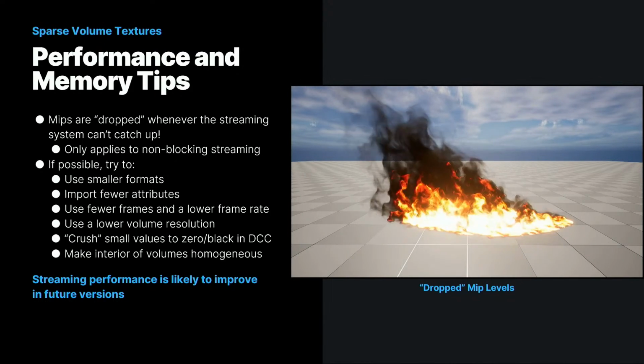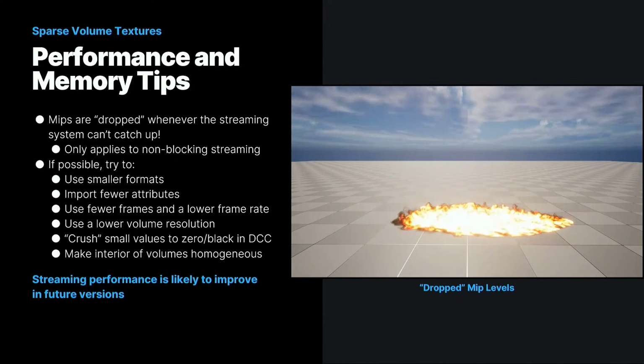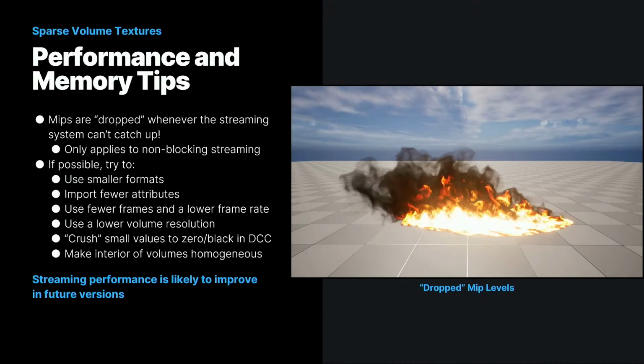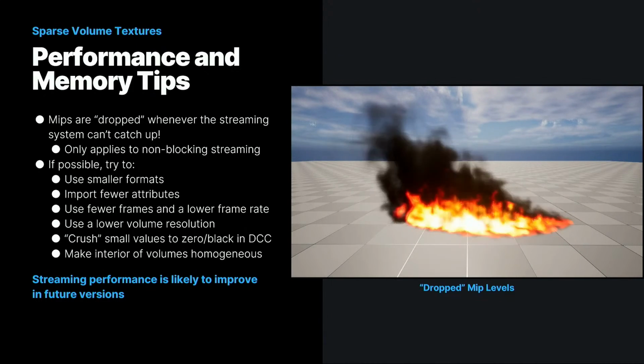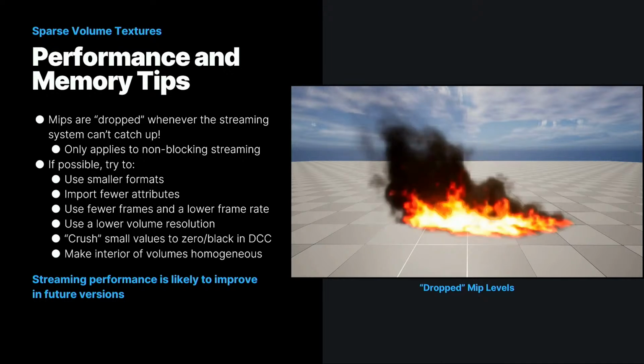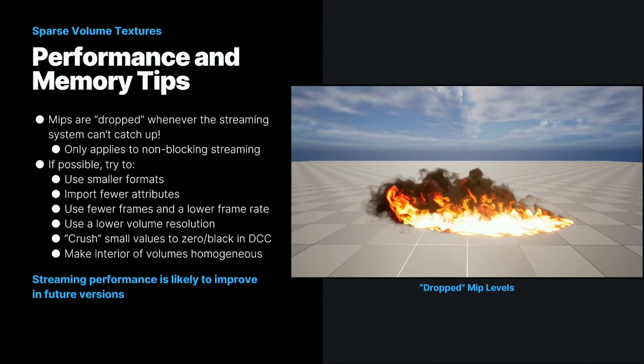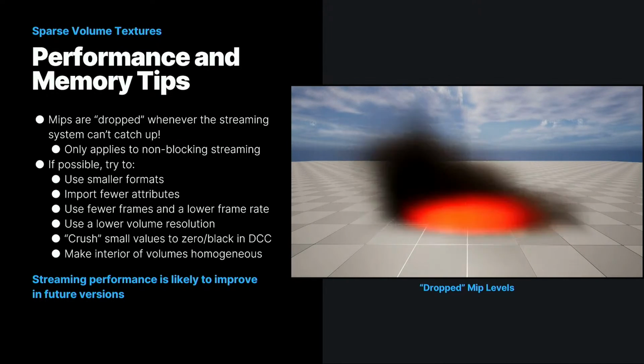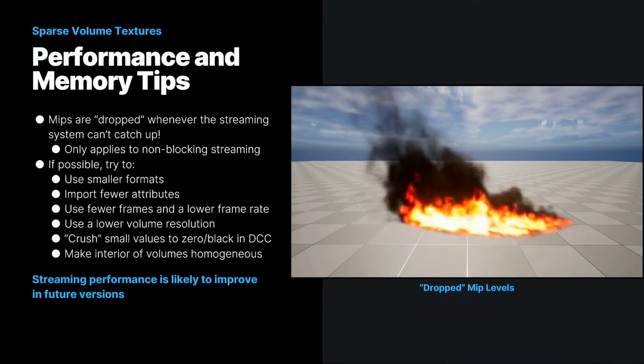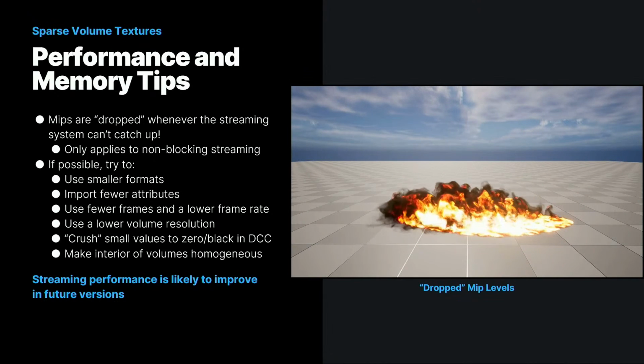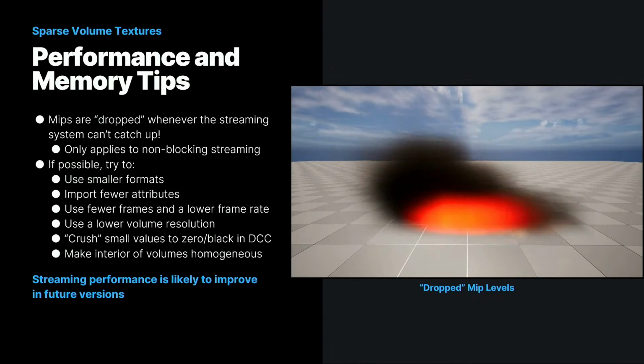If possible, try to reduce your memory footprint by using smaller formats during import and by importing fewer attributes. You can also use fewer frames and a lower frame rate to give the streaming system some time to stream in each frame. You could try to hide that lower animation frame rate by lerping between SVT frames in your material. Obviously, you could also just use a lower resolution input volume.